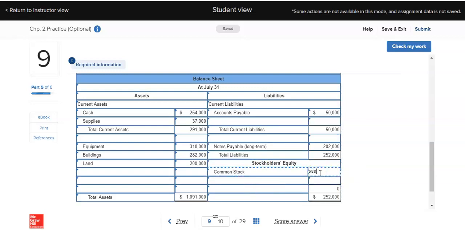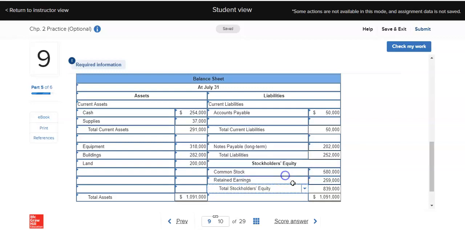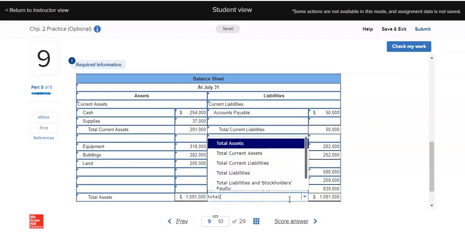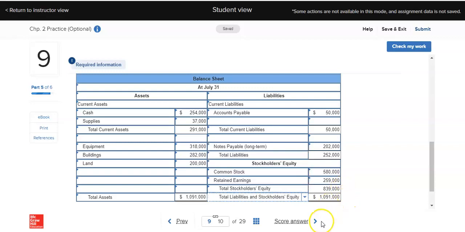Our common stock account balance is $580,000. Our now retained earnings balance is $259,000. We got those from our trial balance as well. So our total stockholders' equity is $839,000, and our total liabilities and stockholders' equity is $1,091,000. So our assets indeed do equal the liabilities plus the stockholders' equity, or $1,091,000.